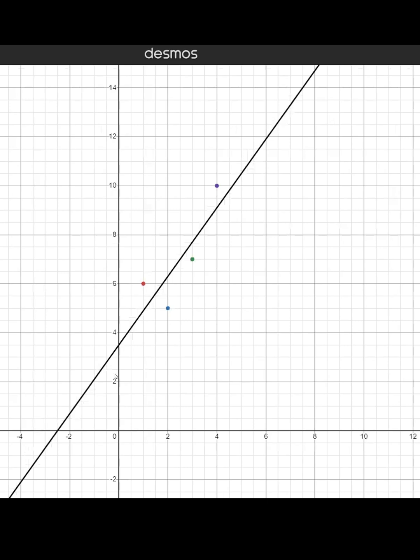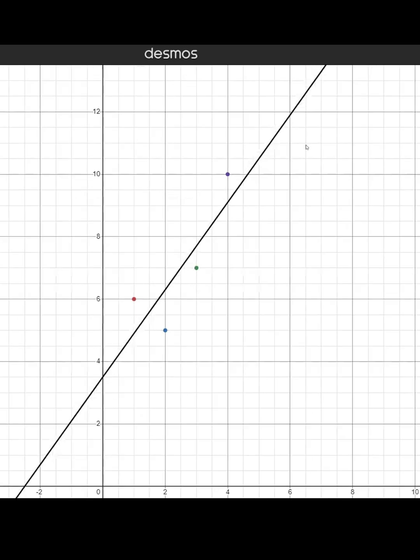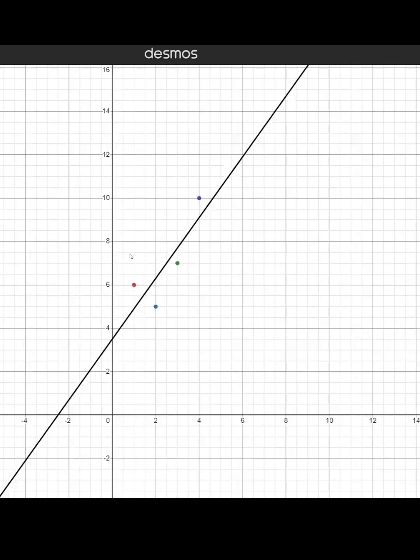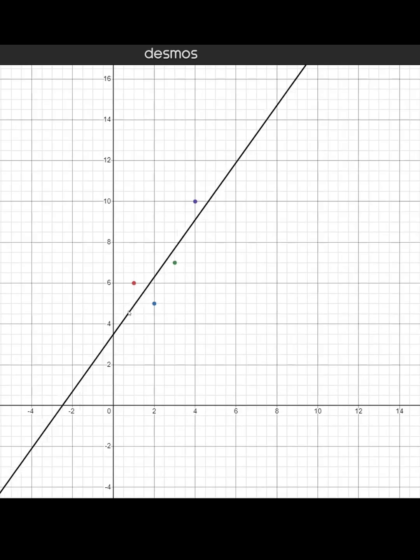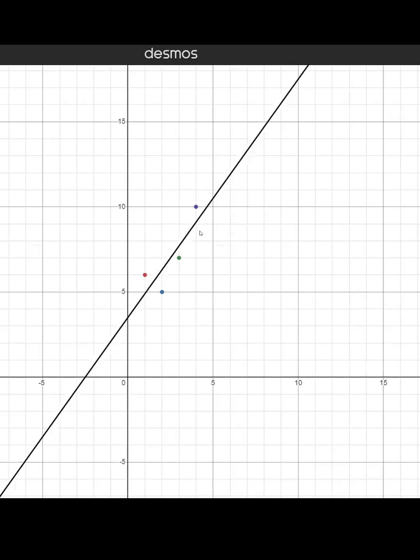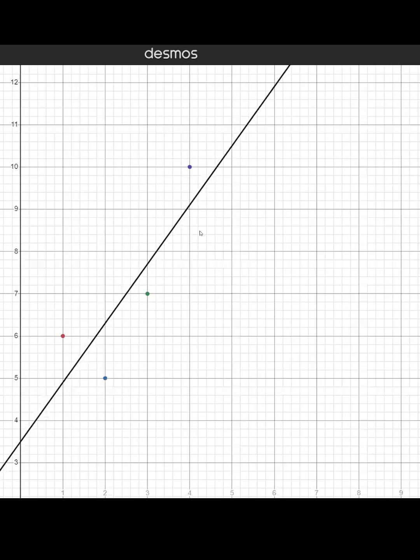Now we have 4 data points, and we have the line based on least squares that actually matches the trend of our data points. So then we can make predictions, like what does y equal when x equals 6, and so on.